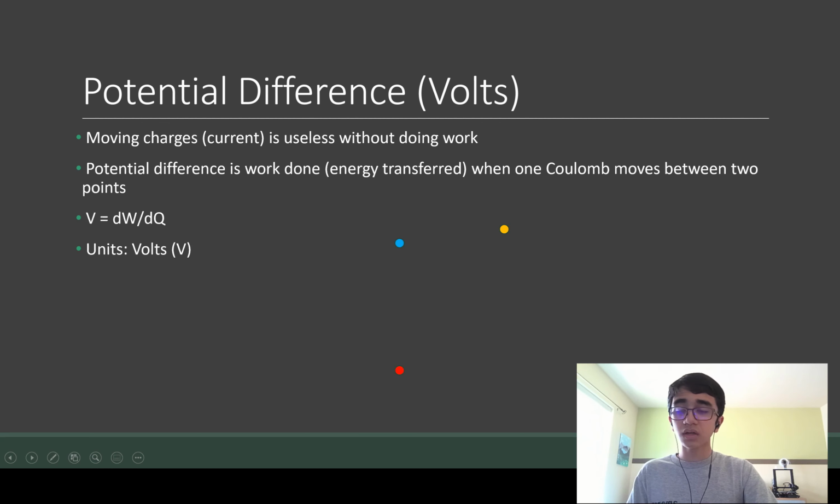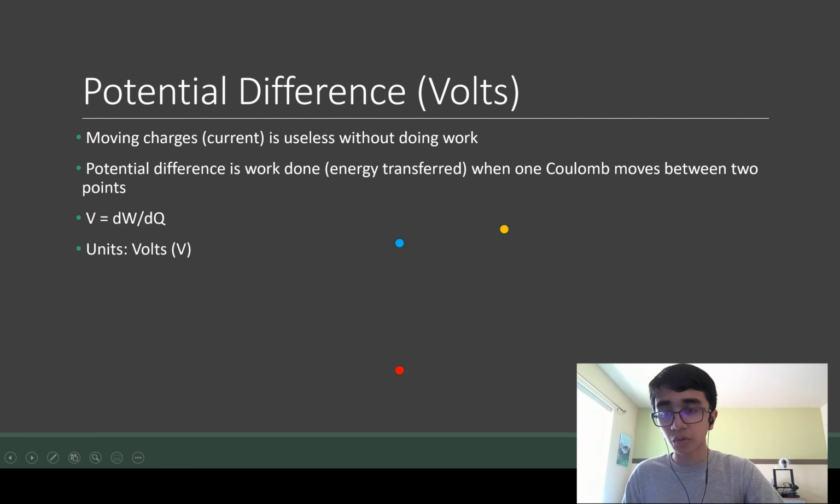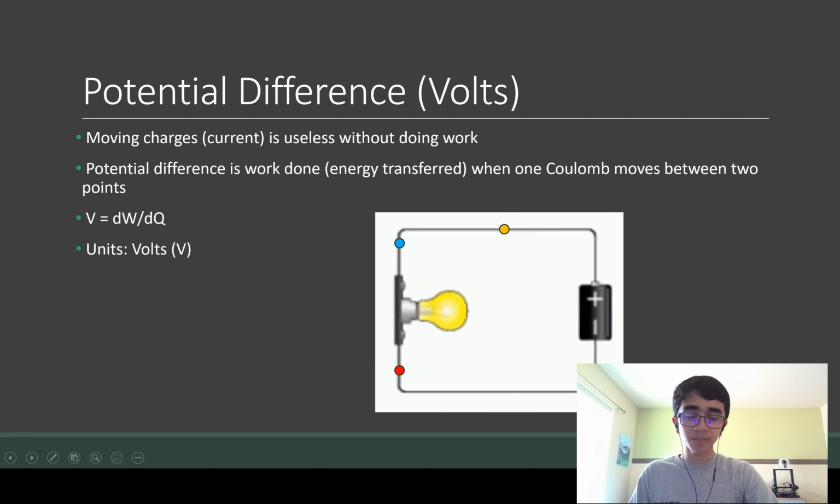And the units, from the equation, you can kind of tell, will be joules per coulomb, and joules per coulomb is another way to say volts. So volts are joules per coulomb. And to better understand this idea of potential difference, I made a small diagram.